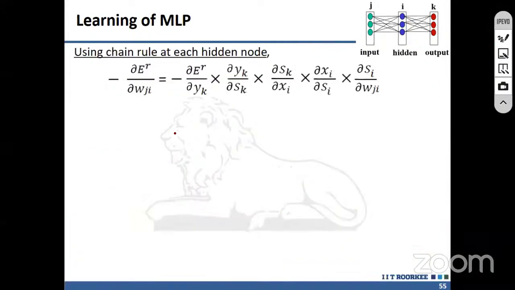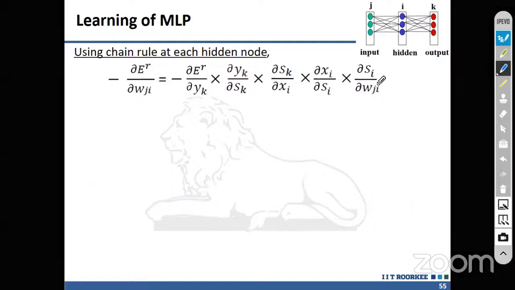Similarly, I can do it for w_ji. How is w_ji dependent on this error? I have to find out using chaining. It is also simple: del E by del y_k, del y_k by del s_k, del s_k by del x_i. I'm just finding from the last term. This error is dependent on y, because y_k subtracted from d_k gives the error. And from s_k to y_k is the activation function: after applying the activation function to s_k, you get y.